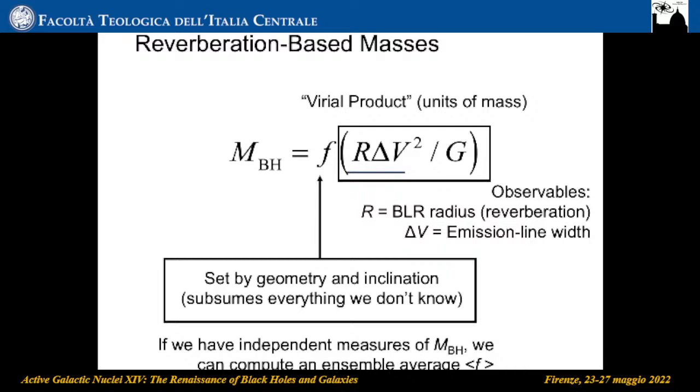We can either measure the factor f by computing an ensemble average of the values, if we are able to get measurements of the black hole mass with different techniques, or what we usually do is to assume the same zero point of the M-sigma relation for AGN and local quiescent galaxies. But the main question is what kind of emission line do we put in here? And what is the right number that we have to use?